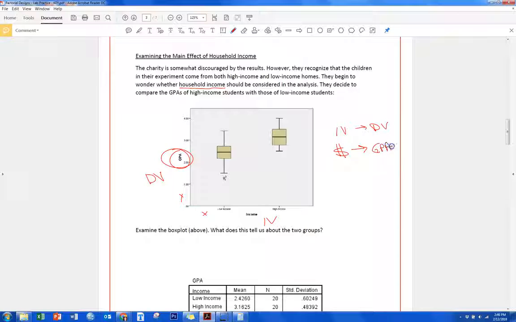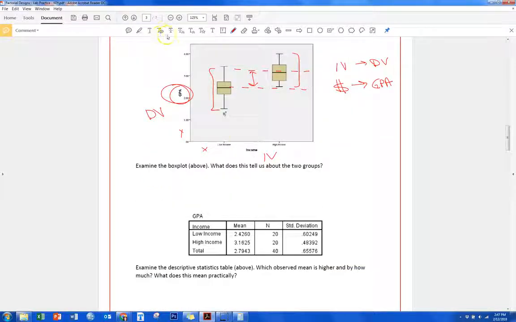So there's our model. Taking a look at the box plot, if we look at the median for the high income group, it clearly appears to be higher than the low income group. There's quite a bit of a gap here. The variability within the two groups is roughly the same, so we'd expect the standard deviations to be quite similar between the two, but there does appear to be a gap in the median scores. So let's say something about that.